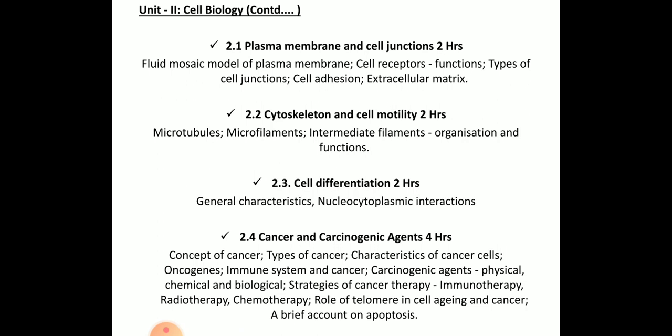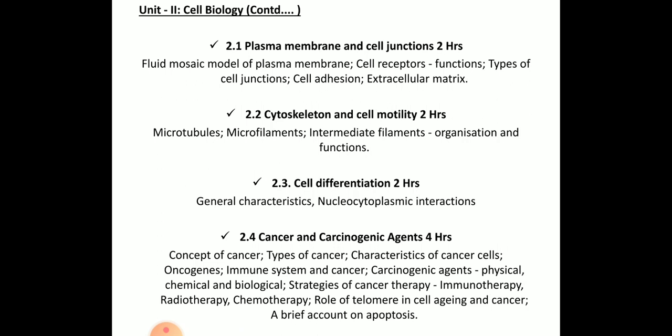So with the help of receptors, what are the functions, what are the types of cell junctions. So in between two cells there is a junction that we call cell junctions. It may be attached by different types of filaments, or it may be attached by different types of intracellular spaces. So that we will be studying in this subunit.